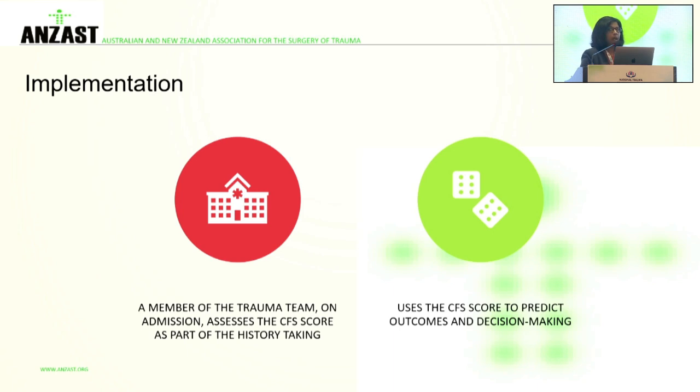So like if in Sri Lanka it's not already happening, a member of the trauma team on admission will have to assess the frailty score for the patient as part of the history taking, and use this score to predict the outcome and guide decision making for the management of this elderly trauma patient.